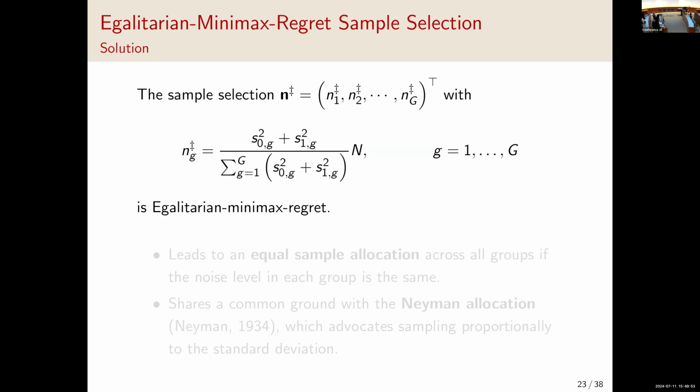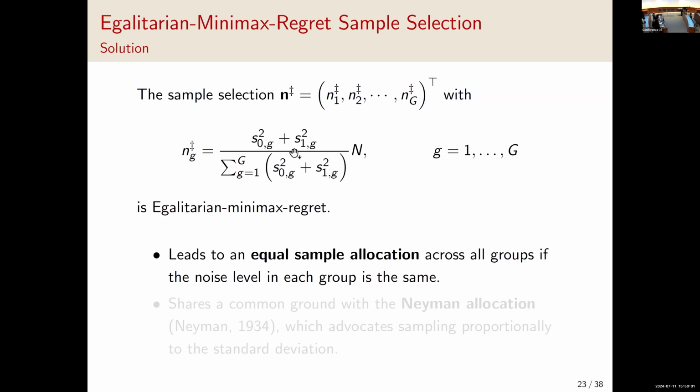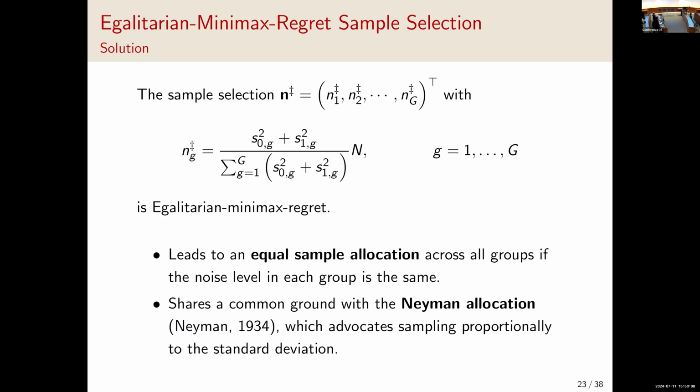And this is the result in sample selection. Recall that those S0G and S1G are noise levels. So this indeed leads to an equal sample allocation for all groups if the noise levels are the same. And we know that it shares common ground with the Neyman allocation, which allocates sampling proportionally to the standard deviation, which is kind of like we sample more data if it's harder to learn about the treatment effect in that group.